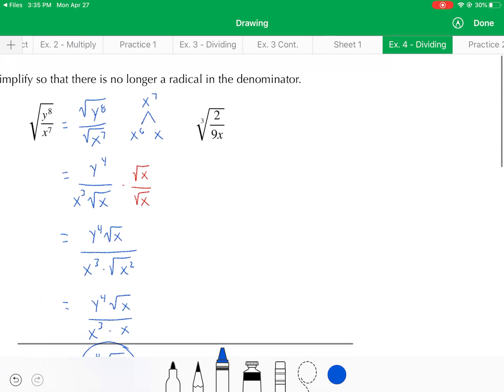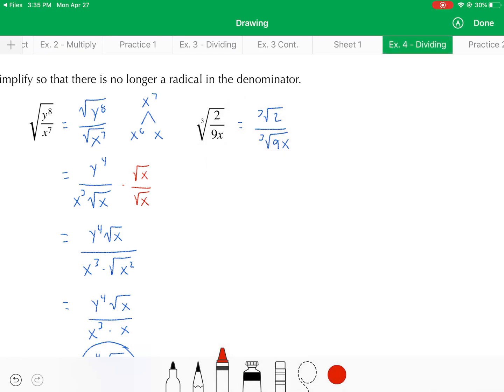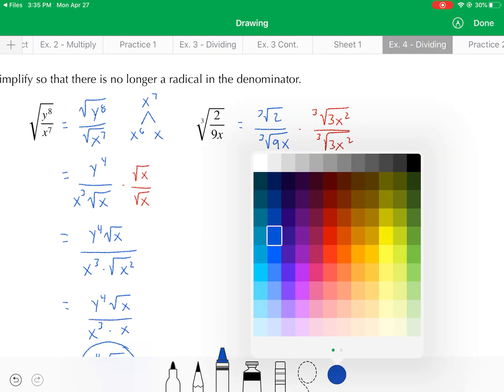All right, last one here. So notice this one I have a cube root. Let's break this up. Cube root of 2 over cube root of 9x. Okay, think about what can you multiply 9x by that's going to make it into a perfect cube. And the simplest would be, let's use cube root of 3x squared over cube root of 3x squared.